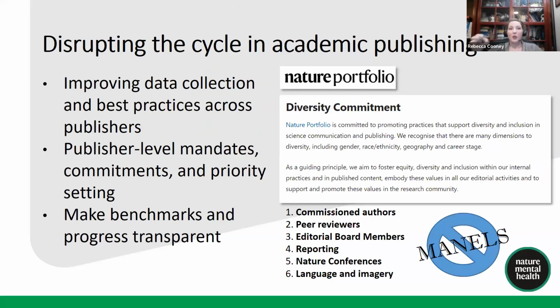So one of the things that we think about is, how do we disrupt this cycle in academic publishing? How do we improve it? And a lot of that comes down to making commitments to diversity. And how do we improve data collection? How do we disaggregate groups when we're doing large databases to make sure that we're reflecting the actual composition of those individuals? And what are the best practices across publishers?